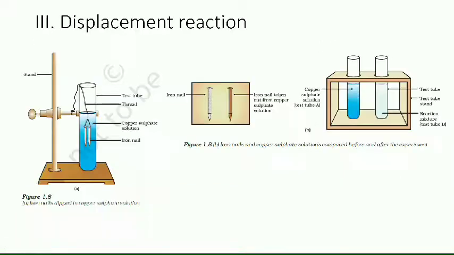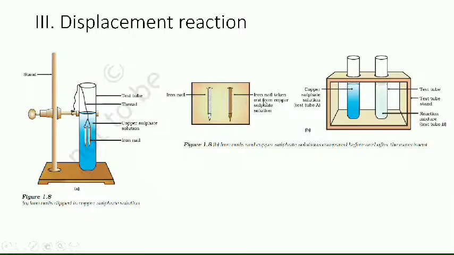The next type of reaction is displacement reaction. Regarding this, there is an activity I want to mention. Whenever we put an iron nail in copper sulfate solution, you should note that the copper sulfate solution inside the test tube is blue in color. Whenever we dip the iron nail in the copper sulfate solution, the iron nail takes on the color of copper.